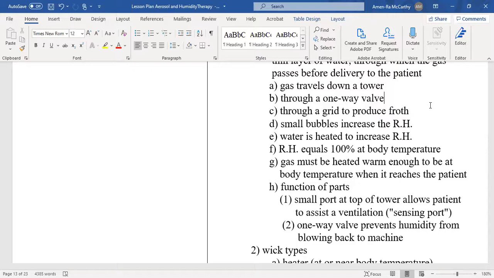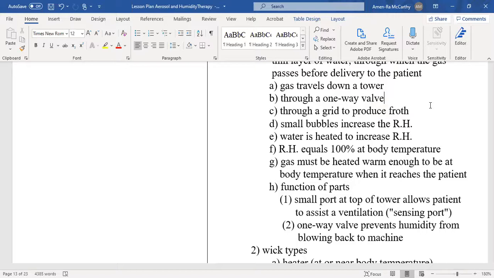If it's 22 in the room and it's 44 in your lungs, what's the deficit that has to occur? What is that deficit? 22. The inner humidity in your body minus the humidity outside. That's the deficit. There's a subtraction there. There's a 22 milligram water deficit that the body has to try to make up, because it has to be 44 when it goes in the lungs.